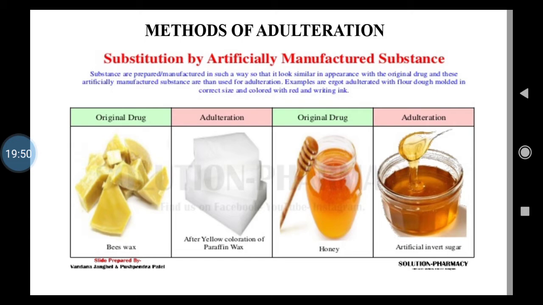Now, how is it mixed? This paraffin wax is given a yellow color, and it is substituted for yellow beeswax, because the original yellow beeswax is expensive. Similarly, another example we can take is honey. You can see original honey, which is adulterated with artificial invert sugar.